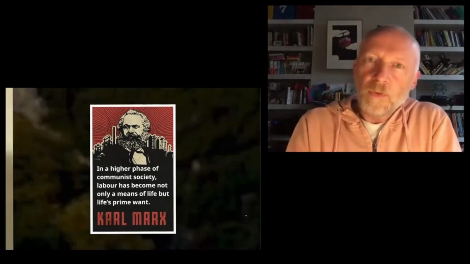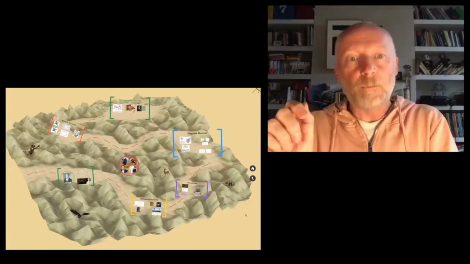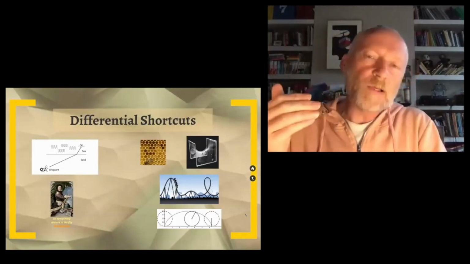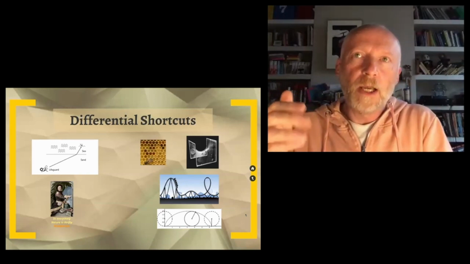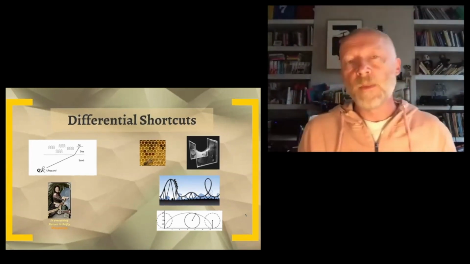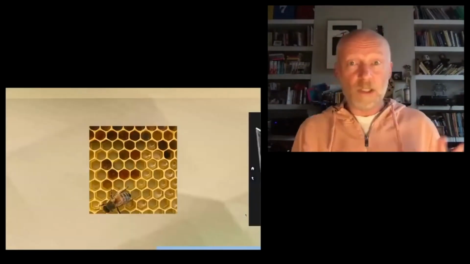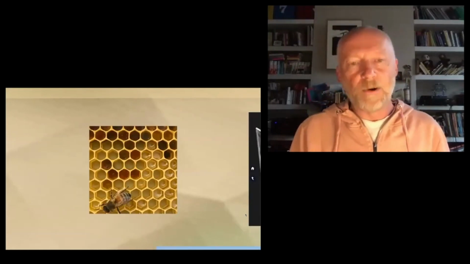So we're going to start actually with some shortcuts not really created by mathematicians, but created by nature itself. Nature is actually very good at finding shortcuts to kind of hard problems. For example, if you take a bumblebee, the honeycomb that a bee makes, you've got these lovely hexagonal shapes that the bee makes in the beehive.